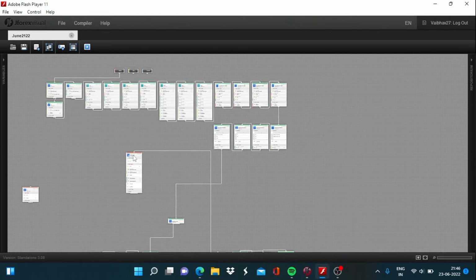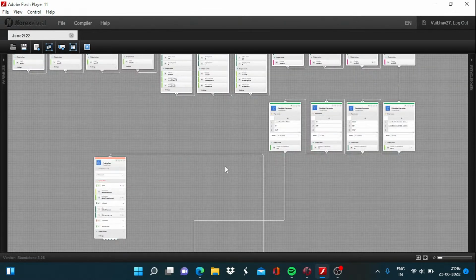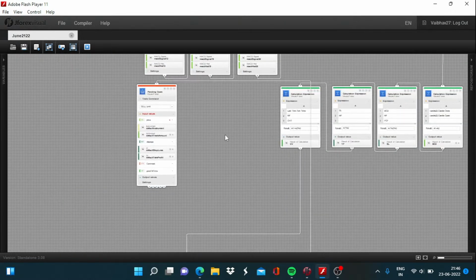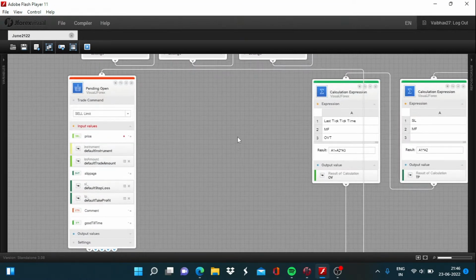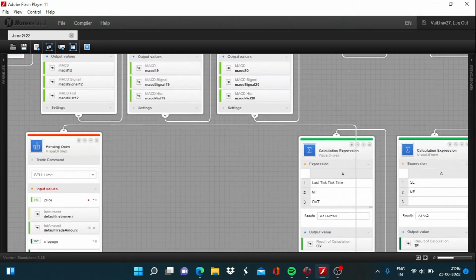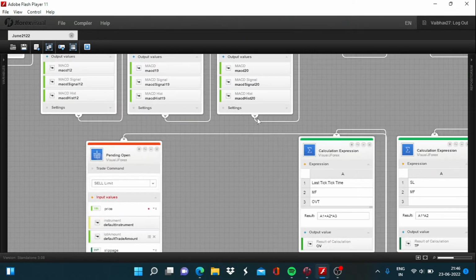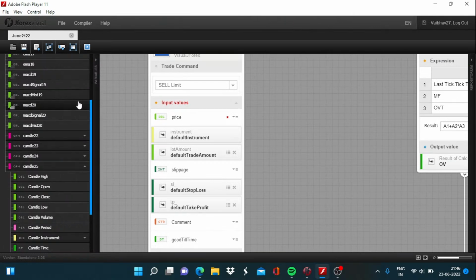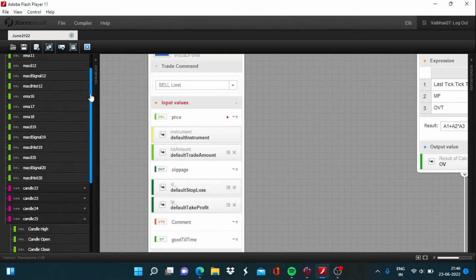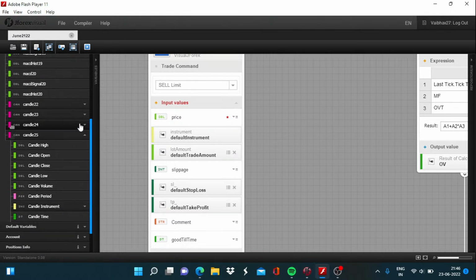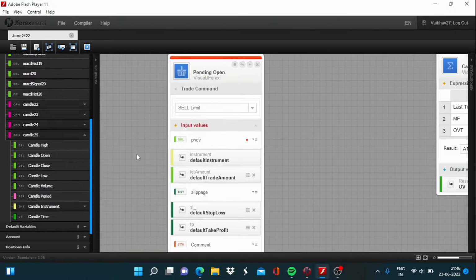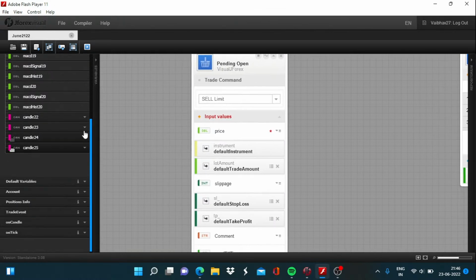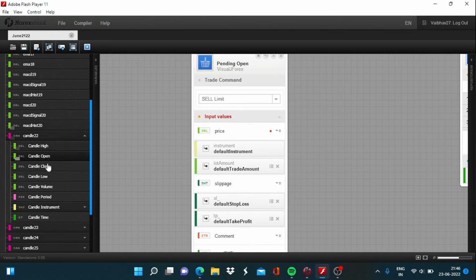Now we have to define the input parameters for the trade command block. The execution price is going to be last hour's opening price. So we have to take candle 22nd candle open as the price of the execution. An order will be placed as soon as the price starts to drop below the last hour's closing level. So I'm going to take candle 22nd candle open price.